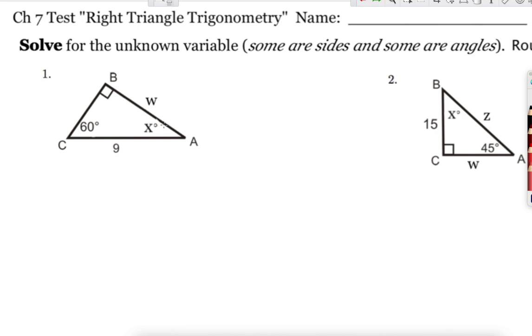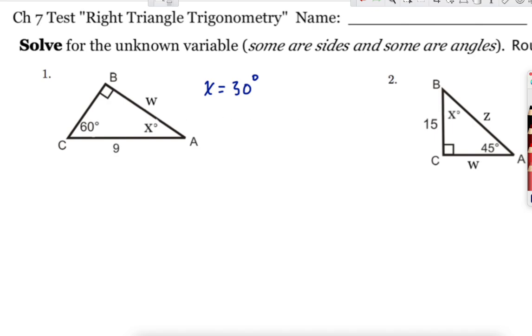We are solving for sides and angles, and I said round to the nearest tenth, but for this one right here, we know that this is a special triangle because we've got 90, 60, so x has to be 30. So now we just need to get W.